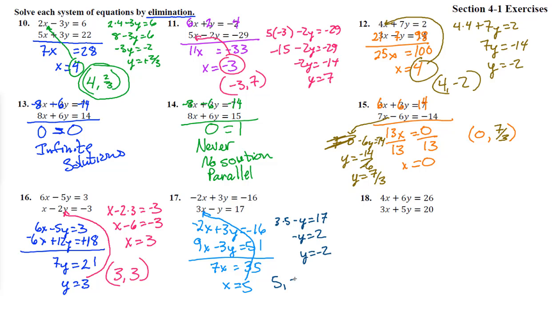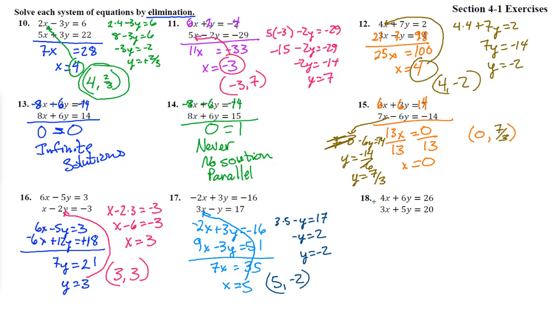So 5, negative 2. Let's double check and make sure that works. Negative 2 times 5 is negative 10, plus 3 times negative 2 is a negative 6. Negative 10 plus negative 6 is indeed negative 16. Cool.